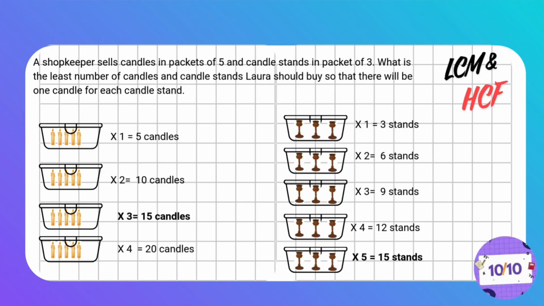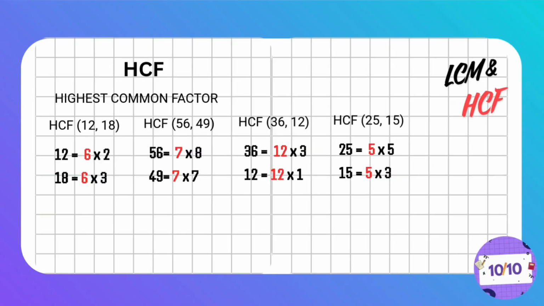So let's see the next topic, that is HCF, highest common factor. Let's see what HCF is. This is just a very simple representation of HCF. We can find HCF using other methods also, but look at this one. First of all, we have the example 12 and 18. HCF is the highest common factor.